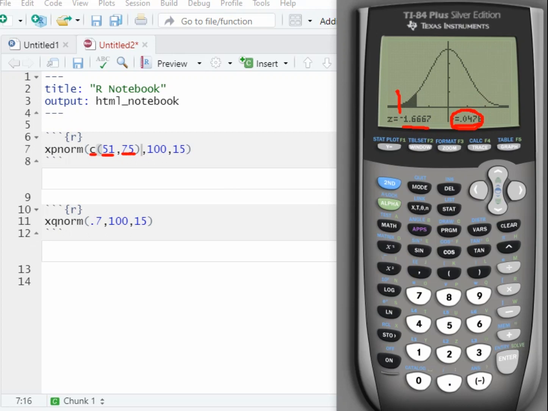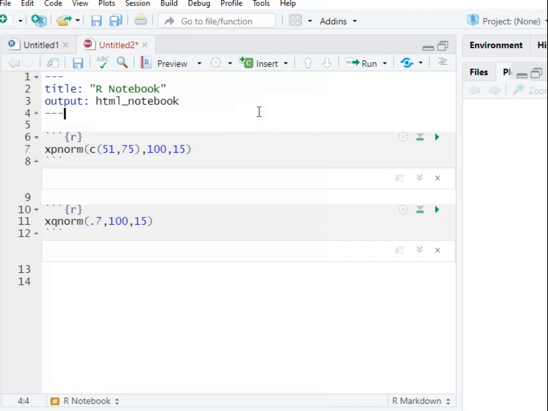And that's fine if you have a graphing calculator. That's a good way to go. But R is going to do this all in one go. Why? Because we are giving it two inputs where the raw scores go using the concatenate function.